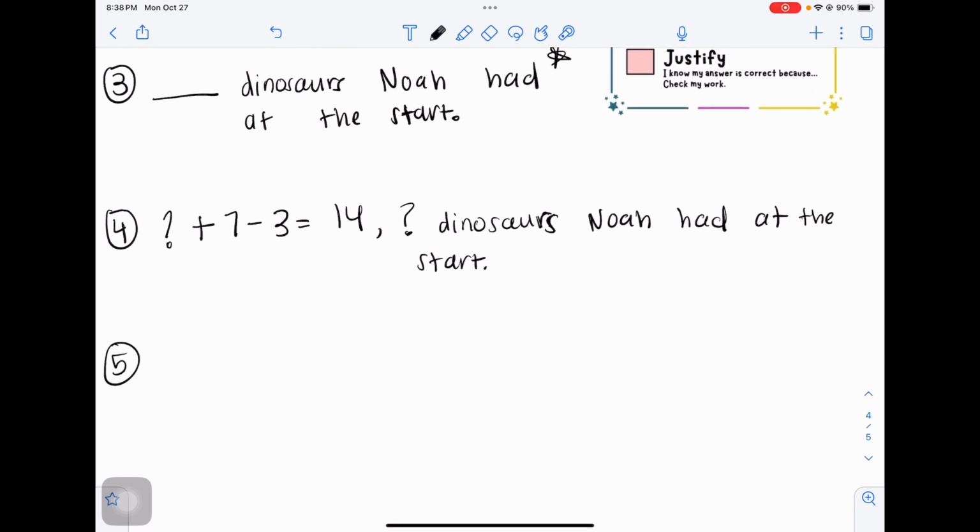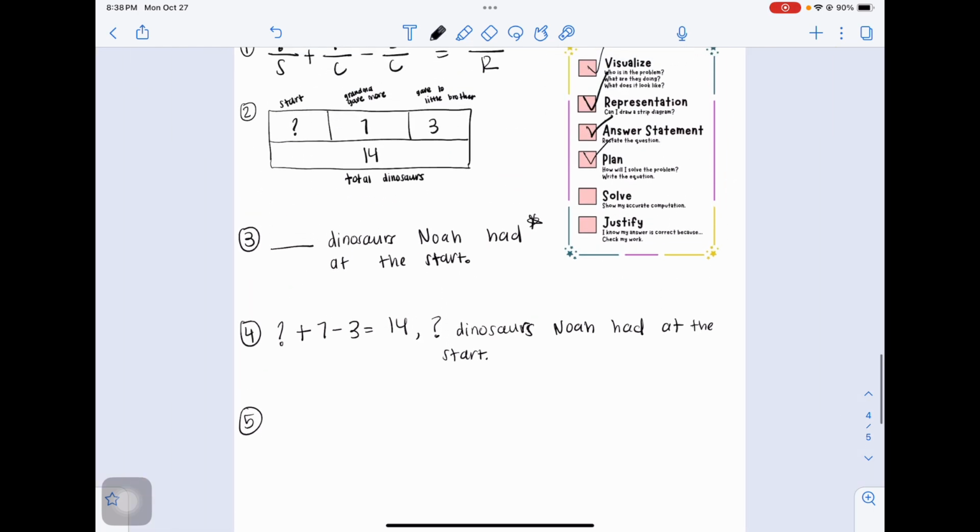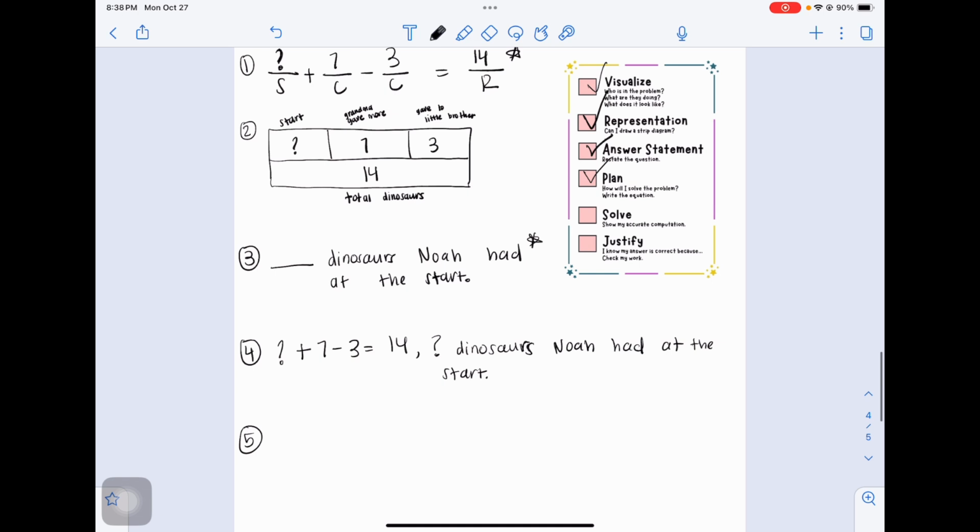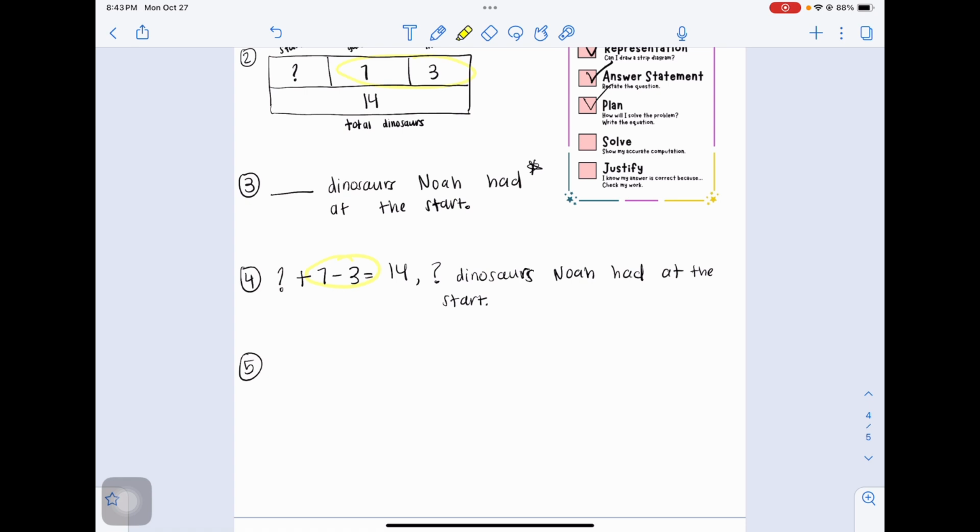Then we're going to solve. This part's a little tricky because there's our number sentence right here, but we are going to have two different solves and two different justifies. 7 minus 3 first. 7 minus 3, which is 4. And then we're going to write our equation again. Question mark plus 4 equals 14.